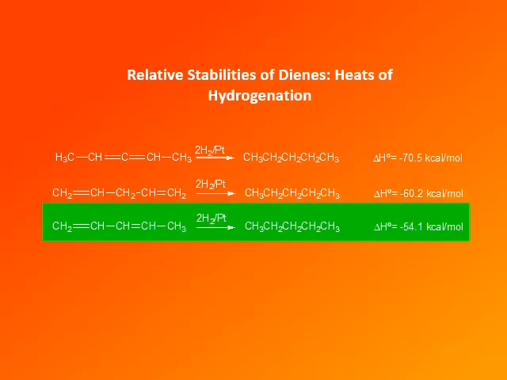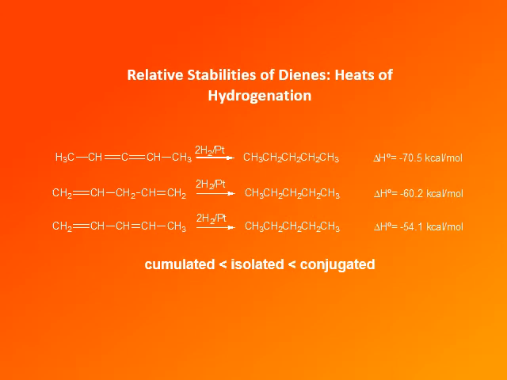Finally, the conjugated diene, 1,3-pentadiene, releases the lowest amount of energy. It releases somewhat less than expected. It releases 54.1 kilocalories per mole. This is less than what you would expect for 2 double bonds. That means that this is more stable compared to an isolated diene.